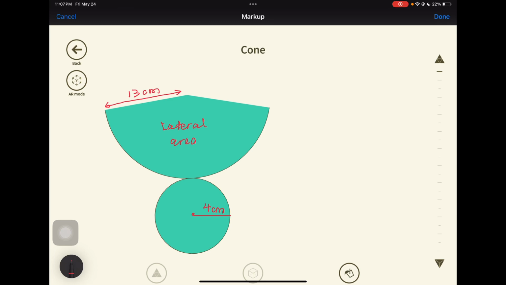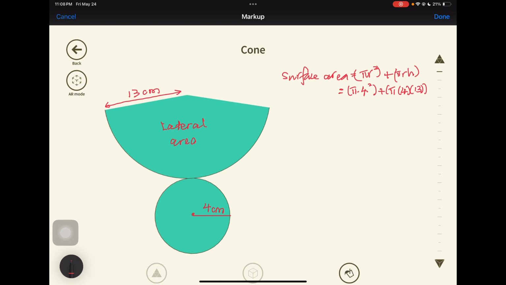Right, let's calculate. So the surface area is pi r squared, because of the circle, plus the lateral area, which is pi r h. Okay, so h is 13 centimeters. So then we have pi times 4 squared plus pi. r is actually 4 cm and h is 13 cm.